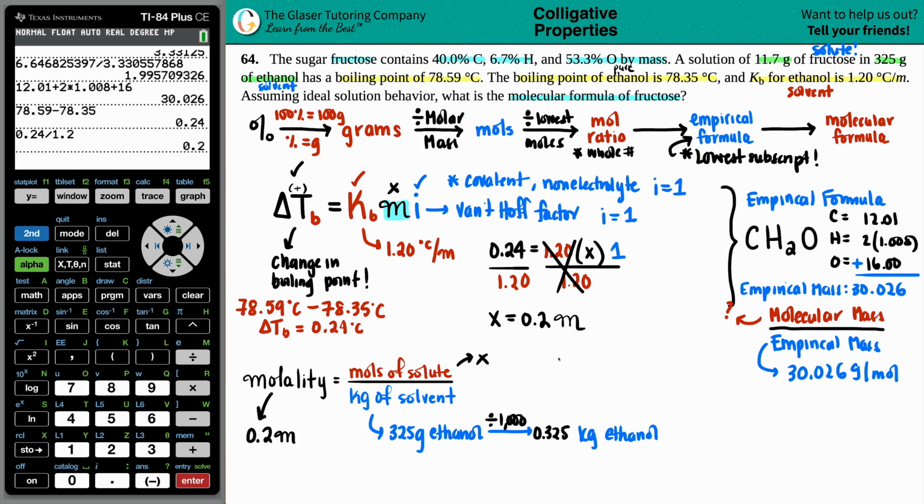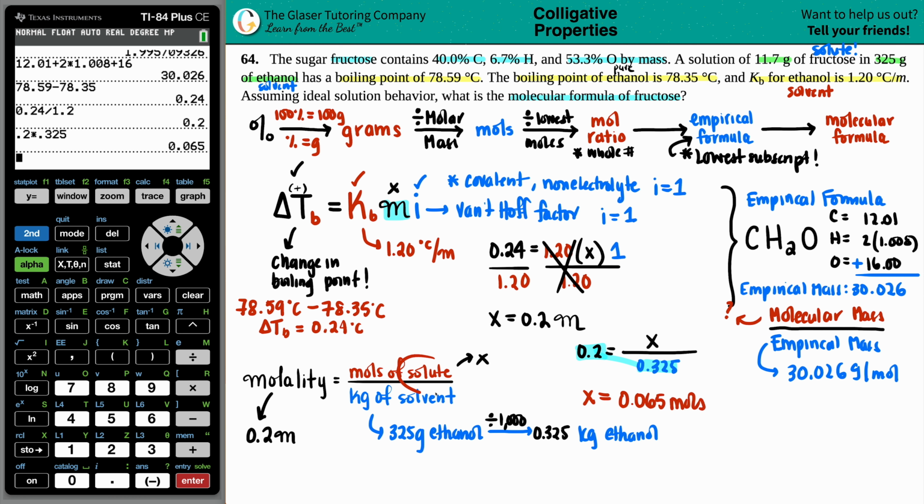So let's do it. 0.2 equals x divided by 0.325. Okay, so cross multiplication, 0.2 times 0.325, and we will get the moles. 0.2 times 0.325, and I get 0.065 moles. And that's specifically of the solute, and we did say that the fructose was the solute.